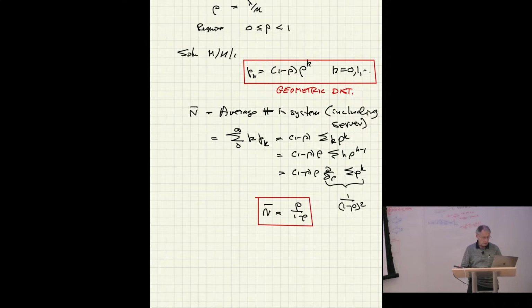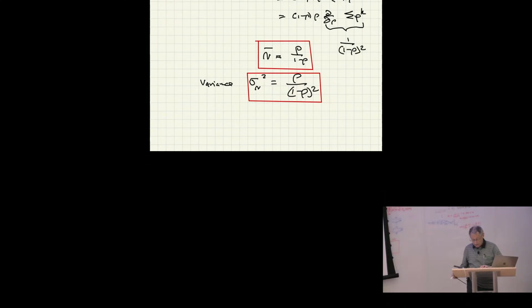Okay, and we're going to look at those things in just a moment. Now, it turns out that the variance, if you calculate that in the usual way, I won't take us through that now. The variance for this system in the number, so the variance of n, is simply rho over 1 minus rho squared. And that's also worth remembering. And by the way, the appearance of 1 minus rho squared occurs very often in variance terms in queueing theory.